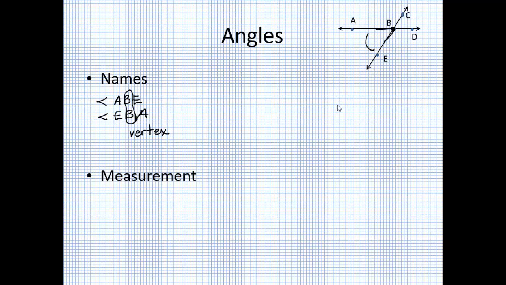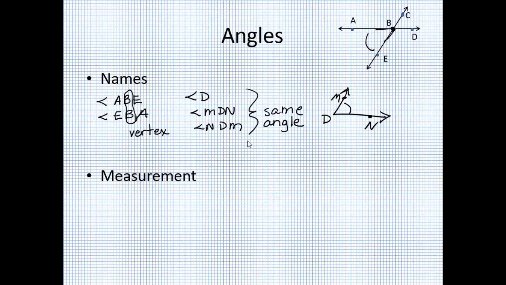Now for some angles in drawings like this, you might just have 1 letter that names the whole thing. You can call that angle D because it's not ambiguous. There's only 1 angle in the picture. Even if these are labeled with letters, like let's say that's M and that's N, you can still call that angle D. You can also call it angle MDN or angle NDM.